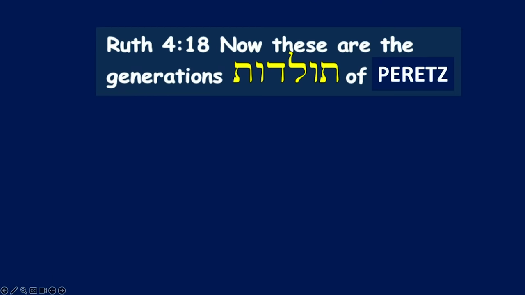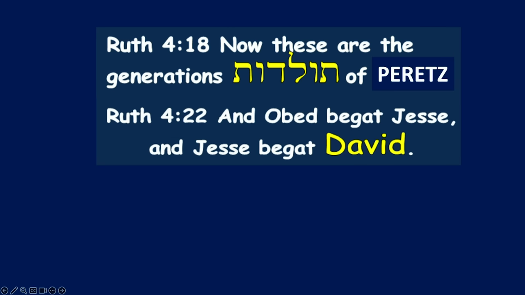Do you know when the next time it is spelled correctly? It is spelled correctly in the book of Ruth. Now, these are the generations of Peretz. Peretz is so incredible. I'm speaking about him next week. But who comes from Peretz? The verse goes on to say, and Obed begot Jesse, and Jesse begot who? David. David is the missing man who's going to bring forth the Messiah.